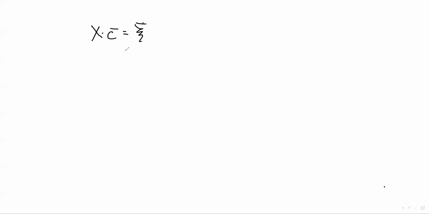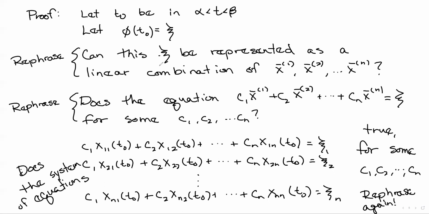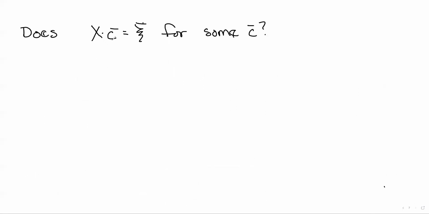All right. So the question is, are we guaranteed to have a solution? Does this equal this for some C? Okay, so we went from: can psi be represented as a linear combination of x1 through xn? That's equivalent to saying, does the equation here equal psi for some c1 through cn? That's equivalent to saying, does the system of equations here have a solution for some c1 through cn? And that's equivalent to saying, does x times c equal psi for some c? Okay.